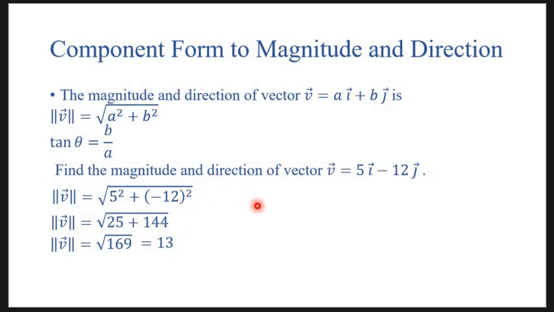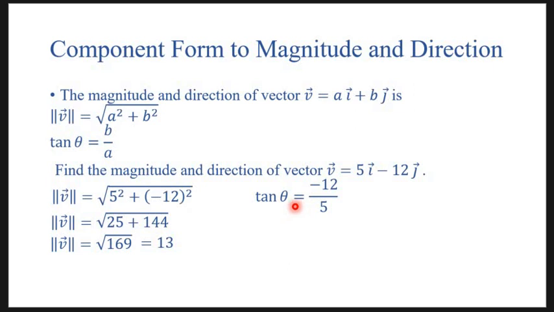Now I'm going to use the tangent of theta to find the direction angle. So the tangent of theta is equal to negative 12 over 5. We know that this vector extends into the fourth quadrant because the horizontal component is positive, which means you go to the right, and the vertical component is negative, which means you go downward, which would land you in the fourth quadrant. So because it's in the fourth quadrant, when I use the arctangent to calculate this angle, the arctangent is going to give me a negative angle.